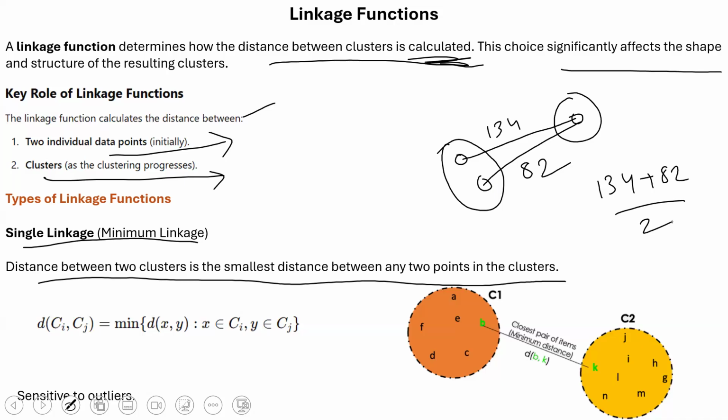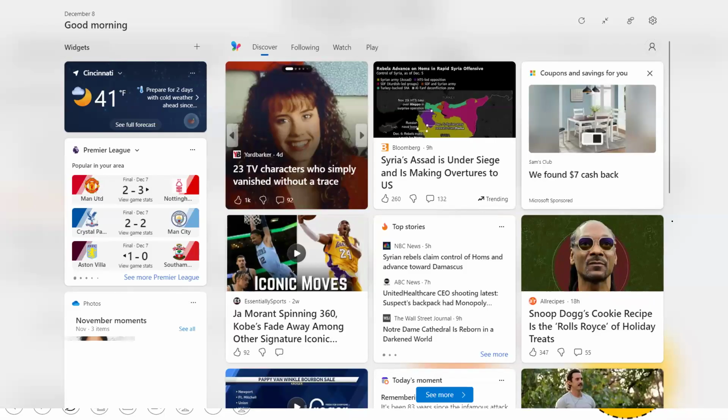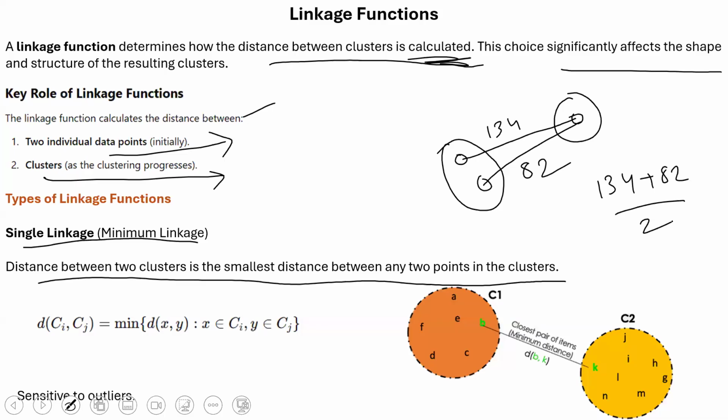But what single linkage says is that the distance between the clusters is nothing but the smallest distance between any 2 points in the clusters. That means what is the smallest here? 134, 82. 82 is the smallest, right? So now the new distance will be 82. The new distance between the clusters is 82.